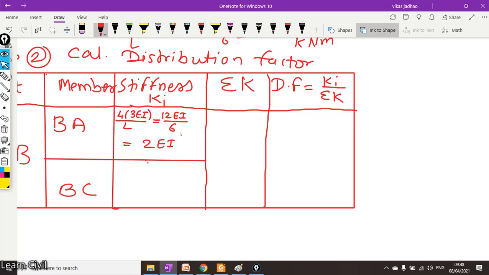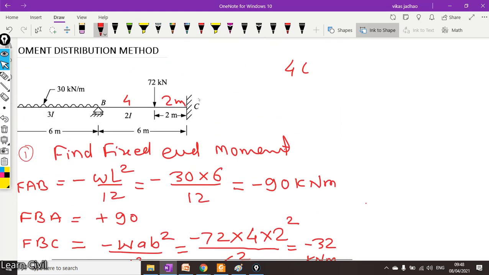Now for span BC, you can see again the far end is a fixed far end. For span BC, this is the near end and this is the far end. For span BC, the far end is again fixed, therefore the stiffness will again be 4 EI upon L.